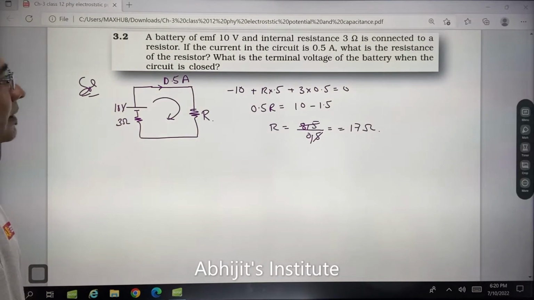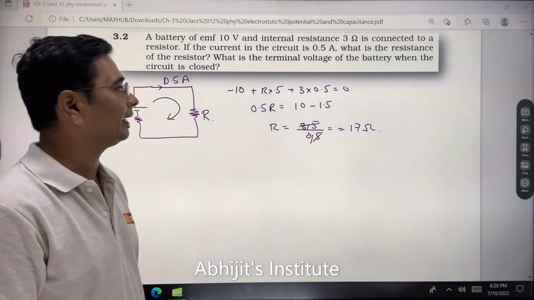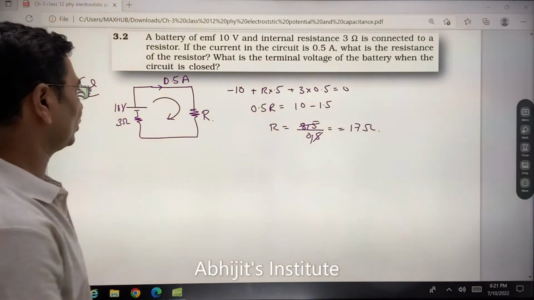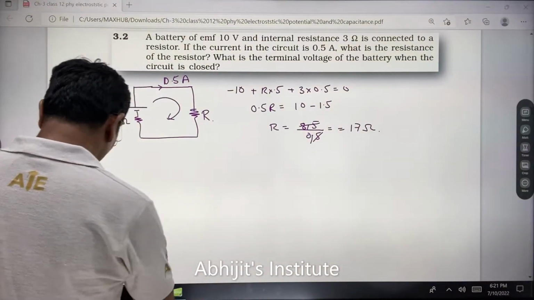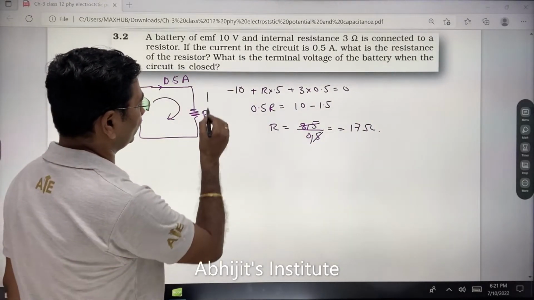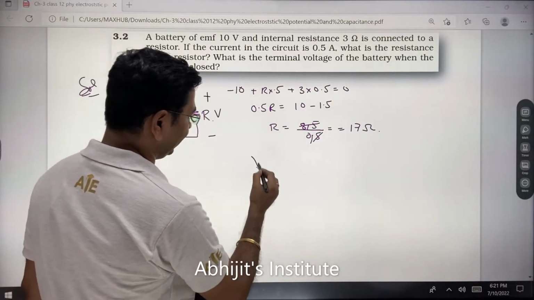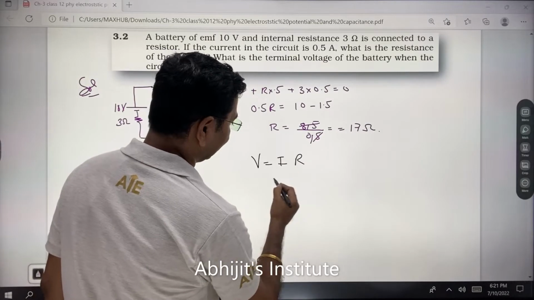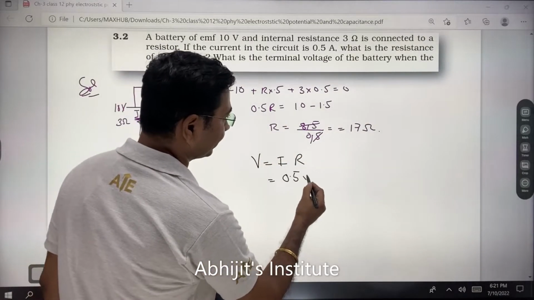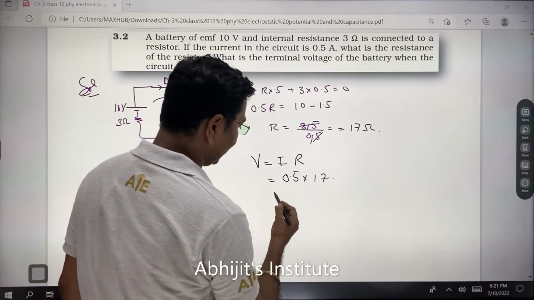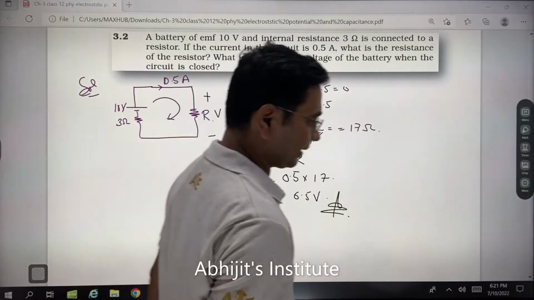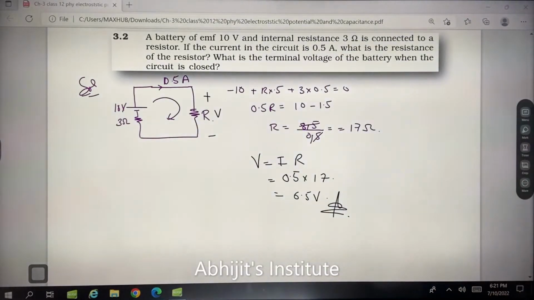Or what is the terminal voltage of the battery when the circuit is closed? Now terminal voltage. So let us find the voltage. If you want to find the voltage, then you are talking of this part, and V is nothing but I into R. We found I just now, 0.5, and here is my R which is 17, and that is 6.5 volts.